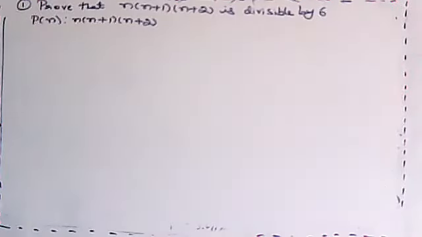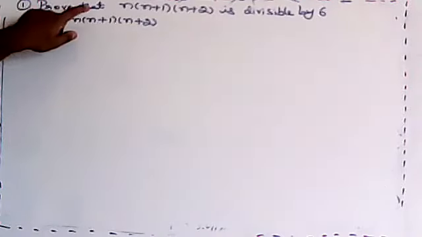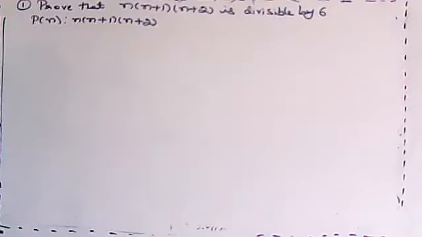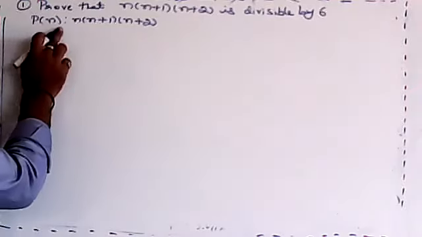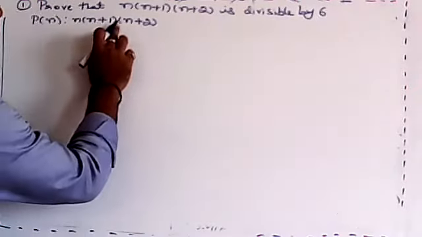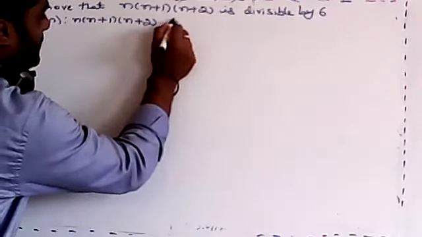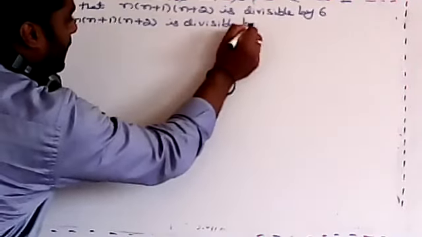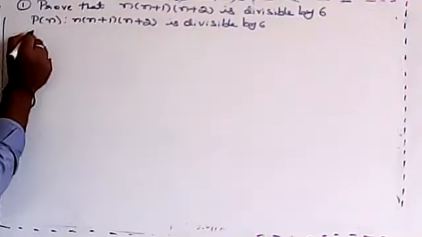Yes, we move on to the problem. That is what? Prove that n into n plus 1 into n plus 2 is divisible by 6. So we are taking P of n is equal to n into n plus 1 into n plus 2 is divisible by 6.